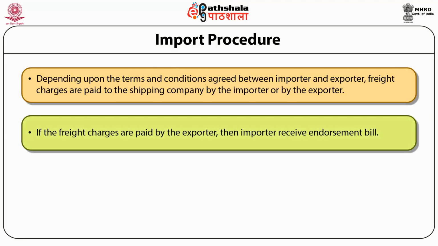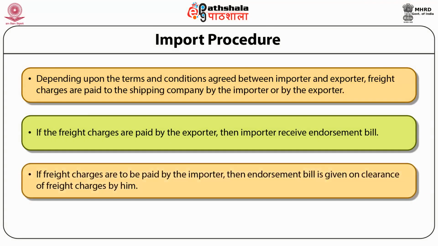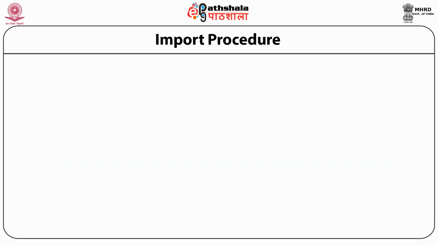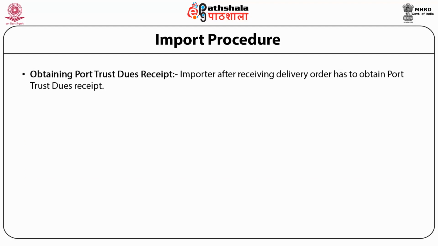If the freight charges are paid by the exporter, then importer receives the endorsement bill. If freight charges are to be paid by the importer, then endorsement bill is given on clearance of freight charges by him. Second is obtaining port trust dues receipt.